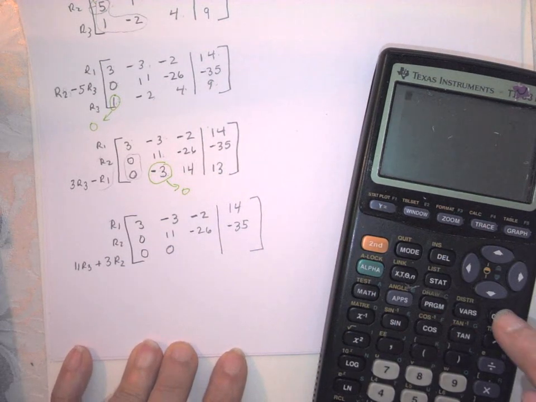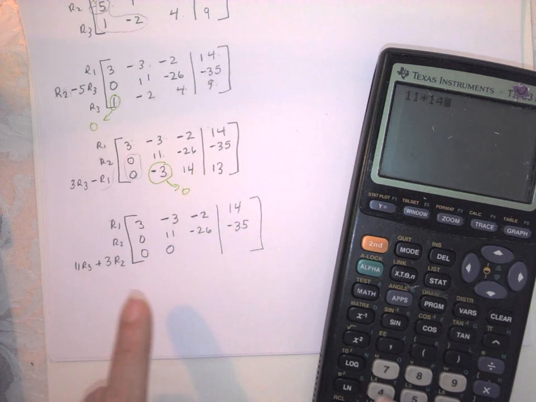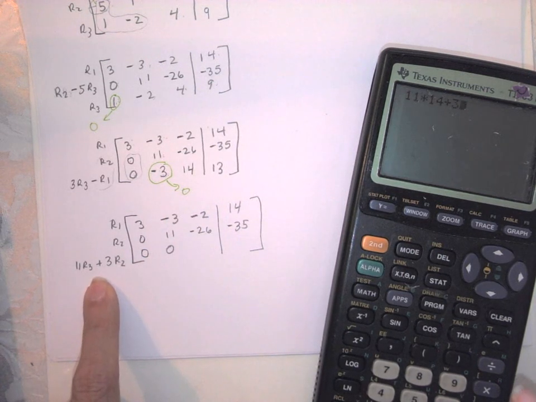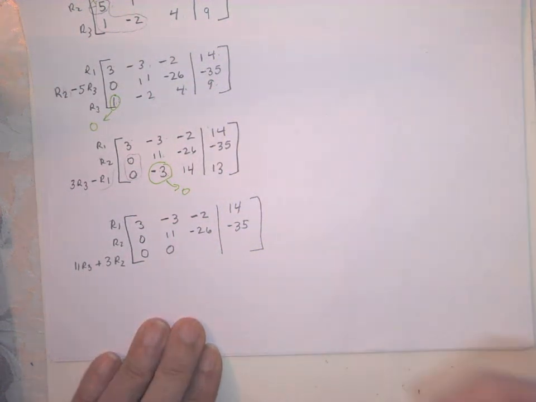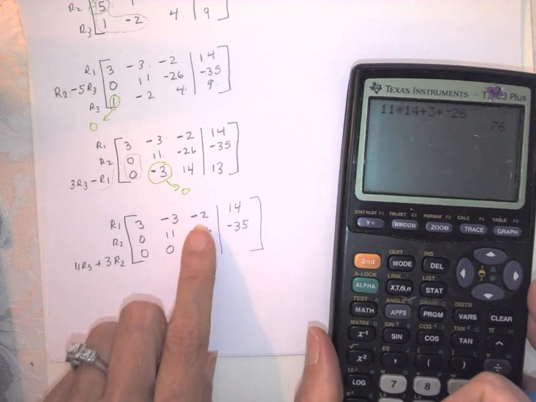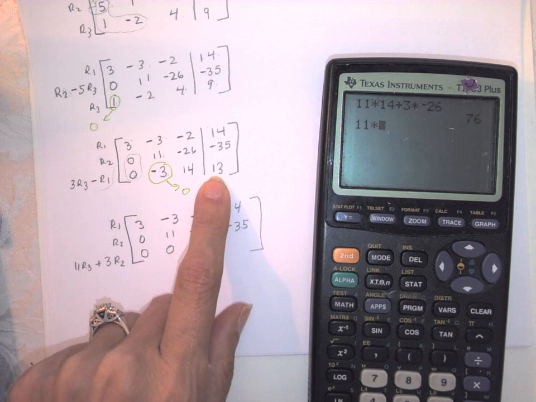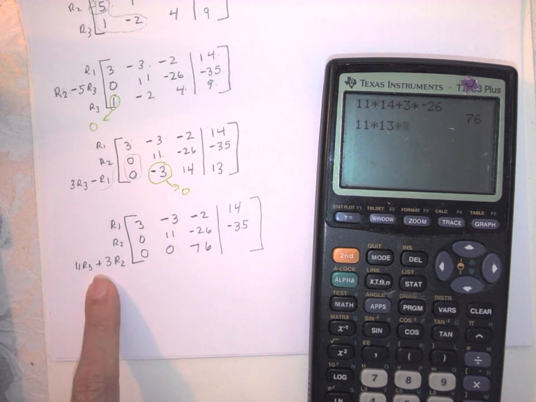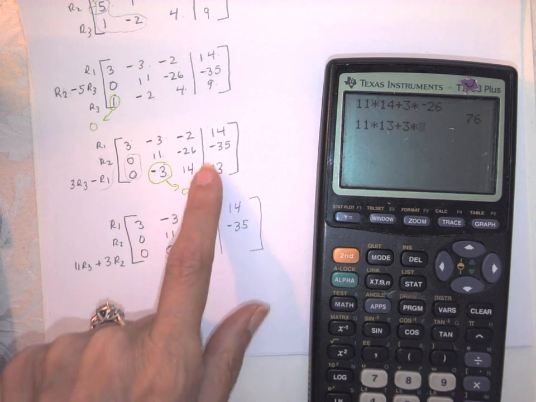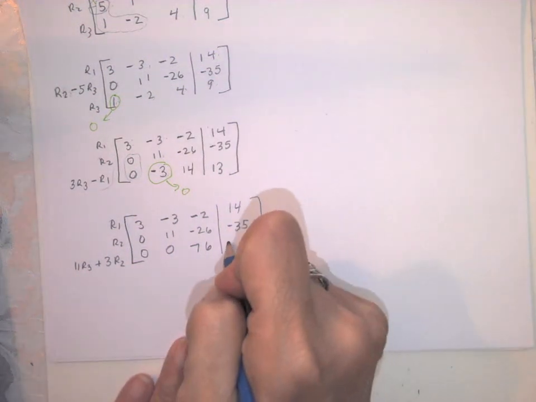So I'm going to go 11 times 14 plus 3 times negative 26, and that gives me 76. And then I'm going to use my calculator here, and I'm going to do 11 times 13 plus 3 times negative 35. And that gives me 38.